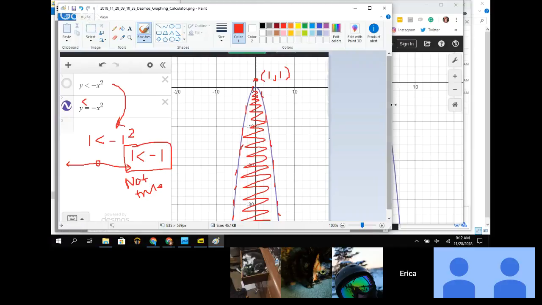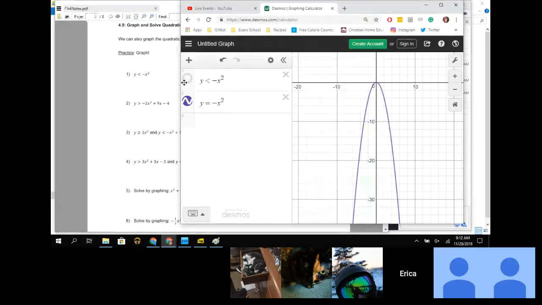Okay. So as I said, Desmos does a little bit better job of this. When I type it in, it gives me the dashed line and it is able to tell me which side to shade in. But I just want you guys to understand how Desmos came up with which side to shade in. And that's basically by seeing which points are valid in your inequality.